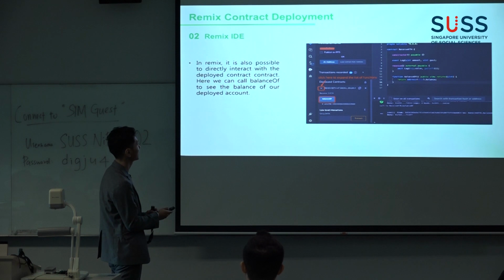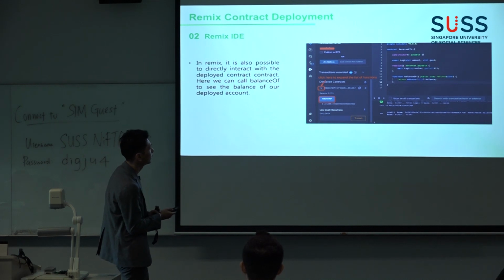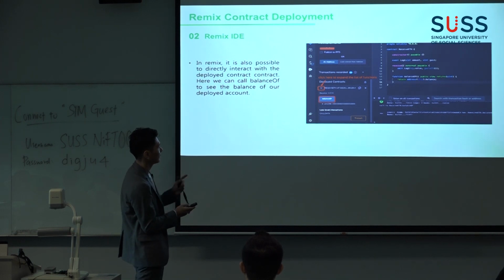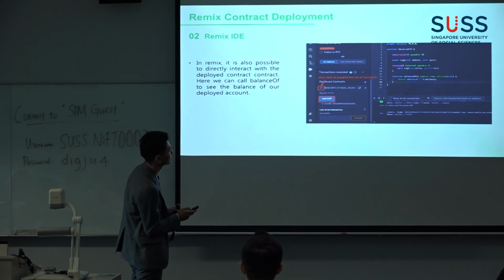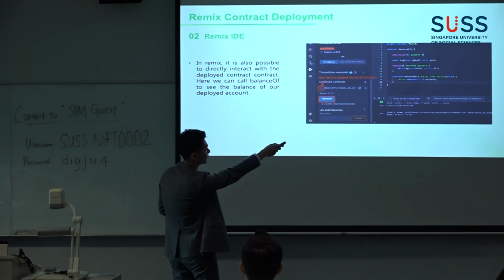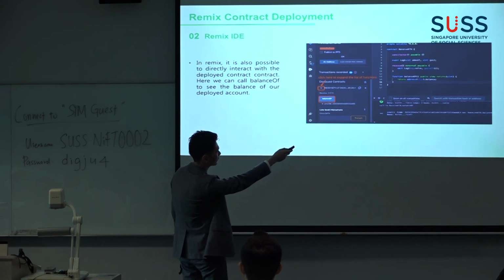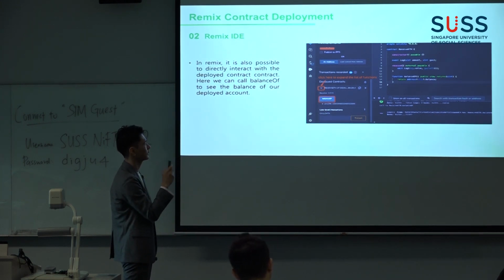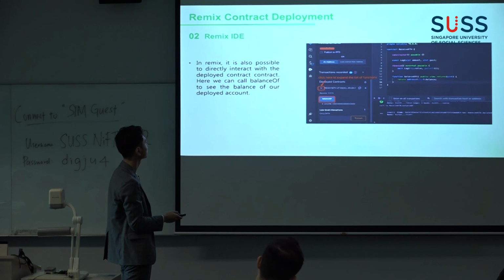In Remix, it is also possible to directly interact with the deployed contract. For example, here in our deployed contracts, we call balanceOf, and we can get the balance of the tokens. Here we can see the result of the calling transaction. It is successful, as you can see from the green tick symbol.